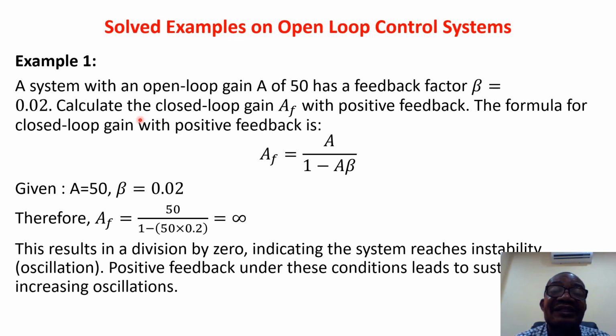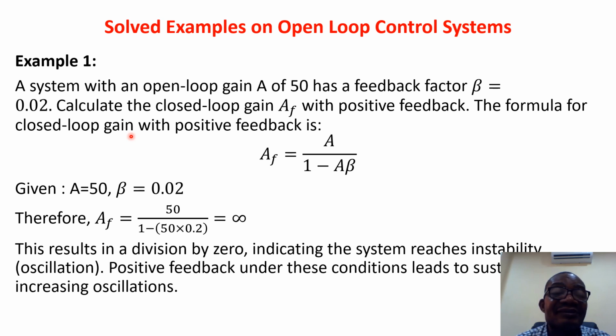Let's look at some solved examples on open loop control system. Example 1. A system with an open loop gain A of 50 has a feedback factor beta equal to 0.02. Calculate the closed loop gain AF with positive feedback.